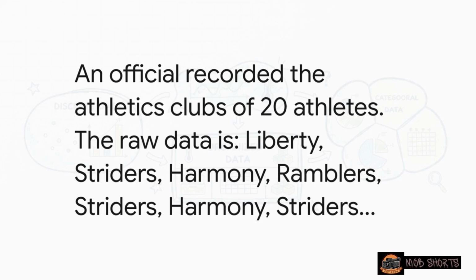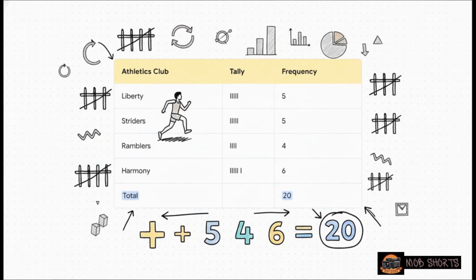Well, it's words, isn't it? So it's categorical. Our job now is to take this jumbled up list and put it into a neat, organized table. And here is the solution. See? We list the 4 clubs in our table.